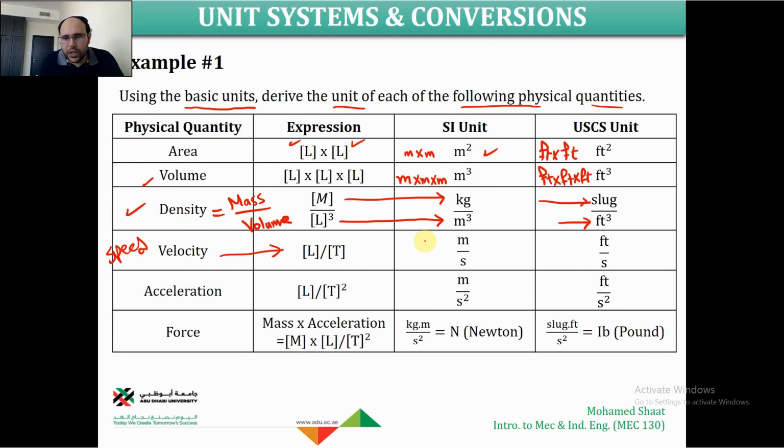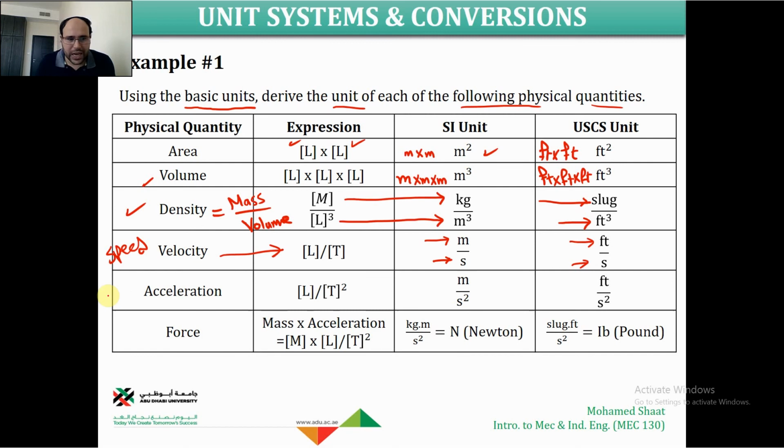What is the basic unit for the length in the international system? It is meter. In both the international and American systems, time is in seconds. So the basic unit for the velocity in the international system is meter per second. But for the American system, it is foot per second. The basic unit for the length is foot, and the time is in seconds, so it's going to be foot per second.